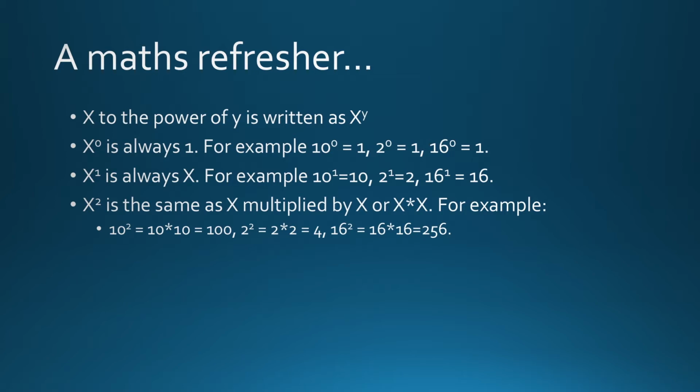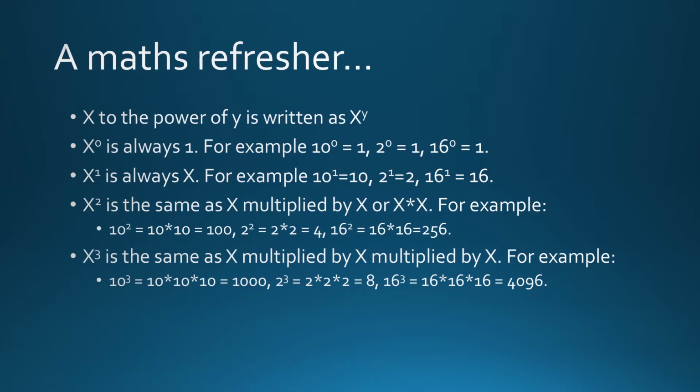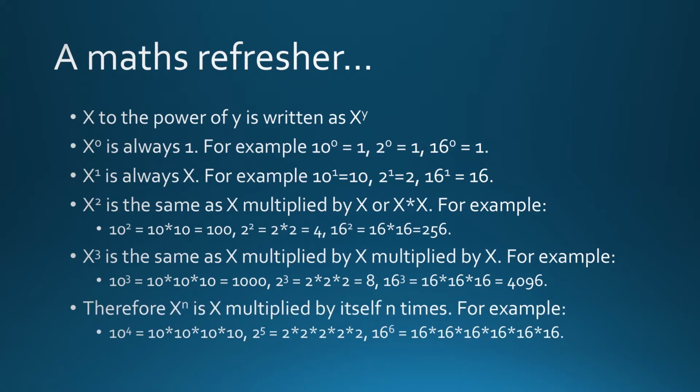Next one, x to the power of 3 is the same as x multiplied by x multiplied by x. So again, we know that the next column in denary is the thousands, 10 times 10 times 10. In binary, it's 2 to the power of 3, 2 times 2 times 2, which is 8. And for hexadecimal, 16 times 16 times 16, which is 4096. Therefore, x to the power of n is x multiplied by itself n times. 10 to the power of 4 would be 10 times 10 times 10 times 10. Or 10 to the power of 5 would be 10 times 10 times 10 times 10 times 10. 2 to the power of 5 is 2 times 2 times 2 times 2 times 2, and 16 to the power of 6 is, you get it.